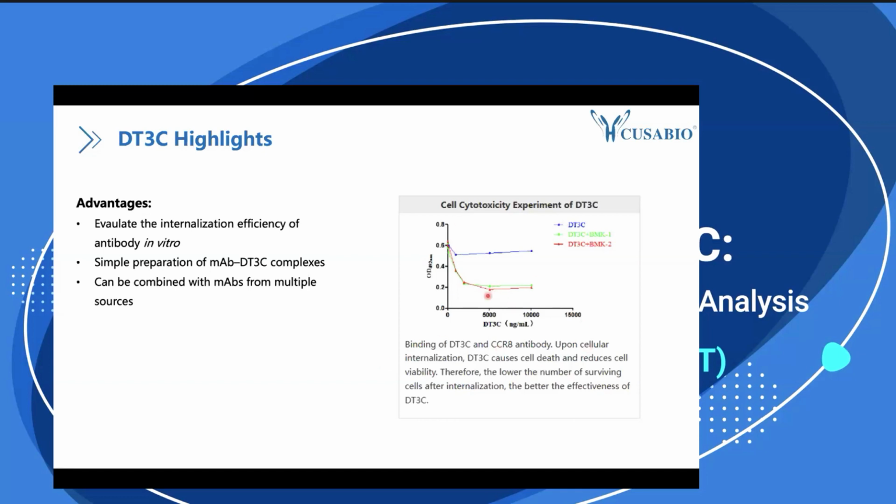And in the right panel here, there is an experiment showing that with the DT3C, the cell death is pretty dramatic. So you add the DT3C to form the immunotoxin with the monoclonal antibody, and then after that, the cell death happens. And you can go from the cell death to determine the efficiency of the internalization.